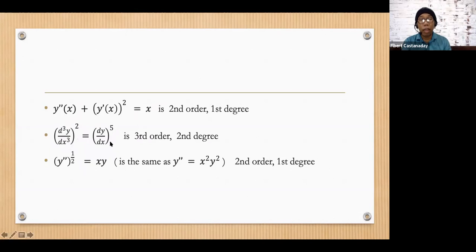You should look at the highest derivative. Don't look at the highest exponent in the equation. Just look at the highest derivative first, and then take note of the exponent of the highest derivative. That way you can determine the degree of a DE. Since the exponent of the highest derivative is 2, then we can say that the degree of the DE is second degree.